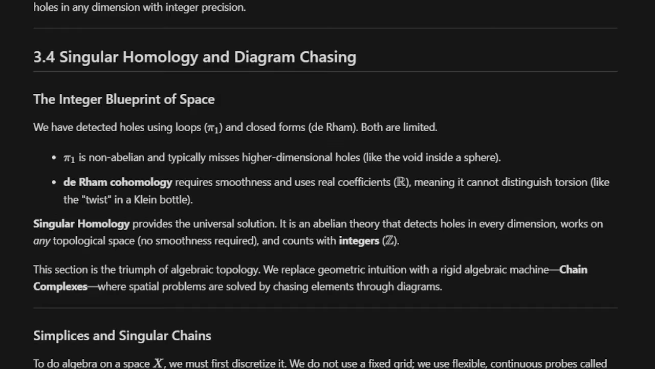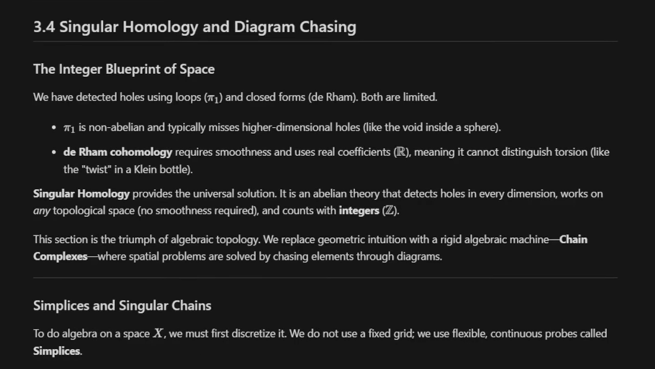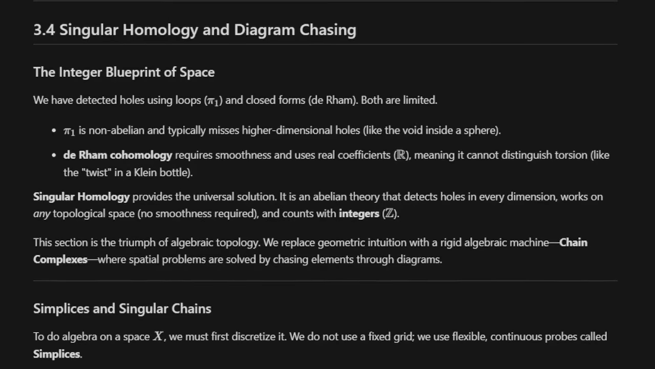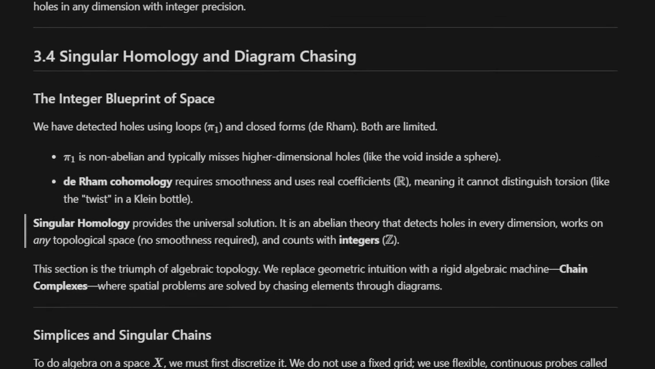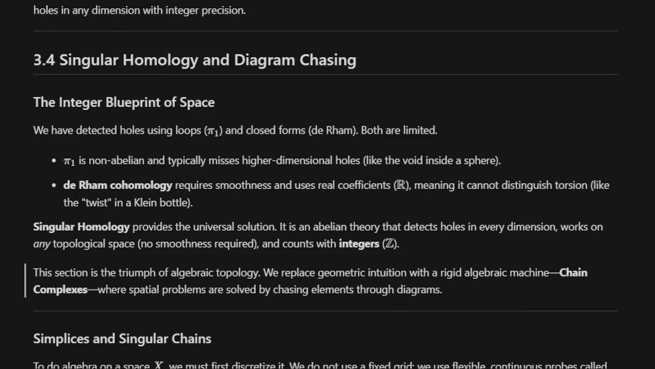It couldn't tell the difference between a cylinder and a Mobius strip, because you can't have half of a hole in calculus. So what we need here is a theory that is universal. Okay, we need a theory that is universal, and it works on any space, smooth or jagged or fractal, that is dimensional, right? We can see in 2D, 3D, or 100 dimensions, whatever. And it also needs to be abelian, so it needs to be easy to compute, and it needs to be discrete and count with integers. Okay.